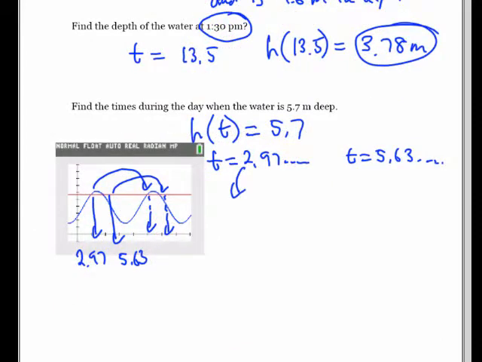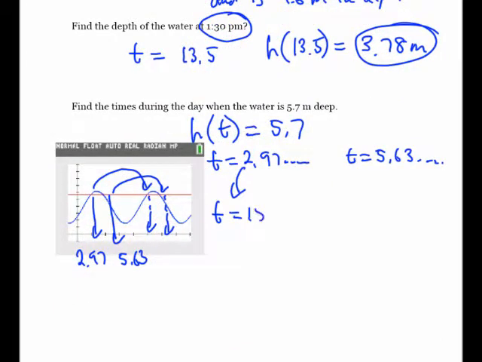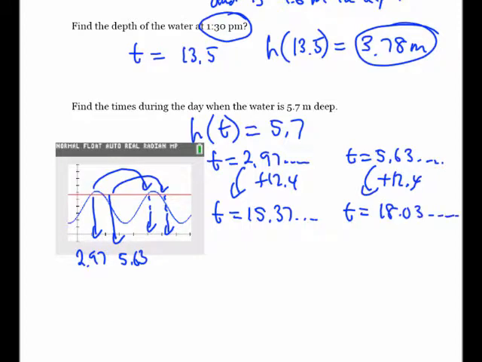So if we add our period to this time, we're going to get 15.37 on and on and on for hours. And if we add 12.4 to this one as well, our time later in the day is going to be 18.03, on and on and on and on. Now, those are the 4 times within the 24-hour period when the tide reaches 5.7 meters.